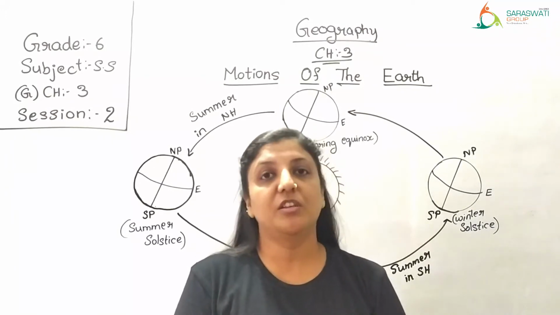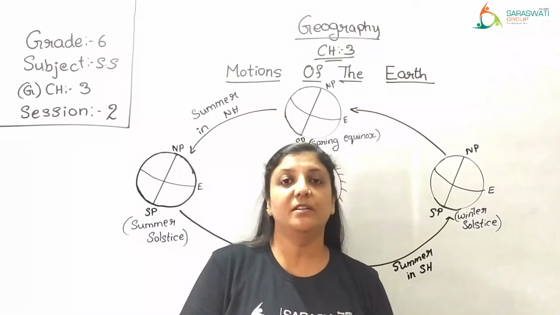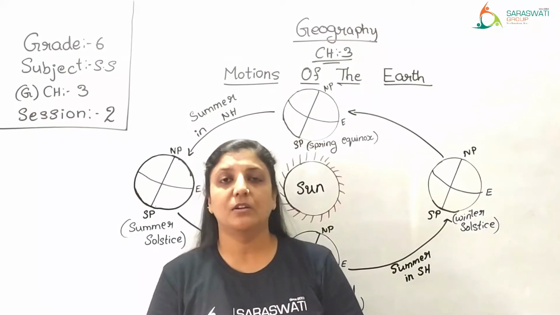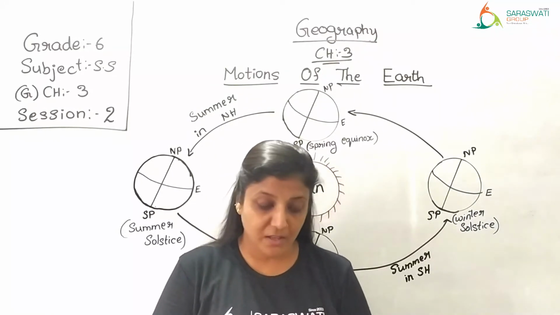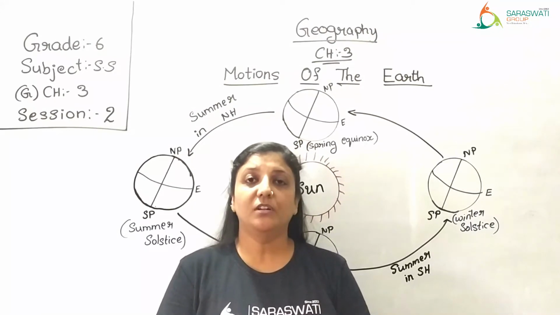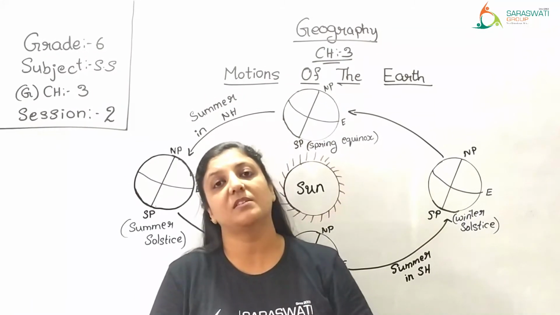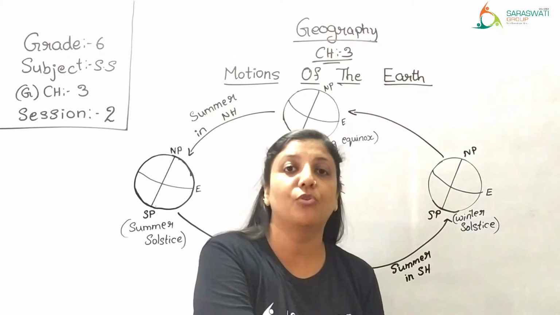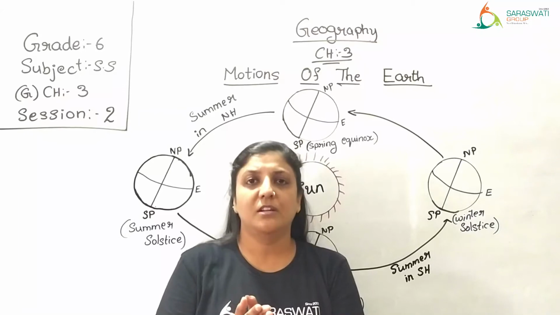Firstly, variation in the length of day and night. In winters, days are short and nights are long, and in summer, days are long and nights are short. So this is because of revolution. Then distribution of heat over the earth, because whichever part is closer towards the sun, if it's the northern hemisphere, then the northern hemisphere will have summer, and the southern hemisphere, since it's away from the sun, will have winter.